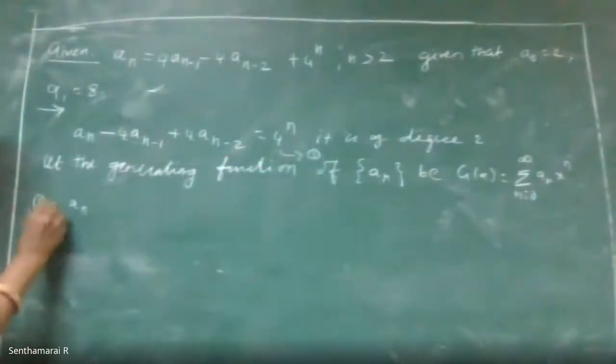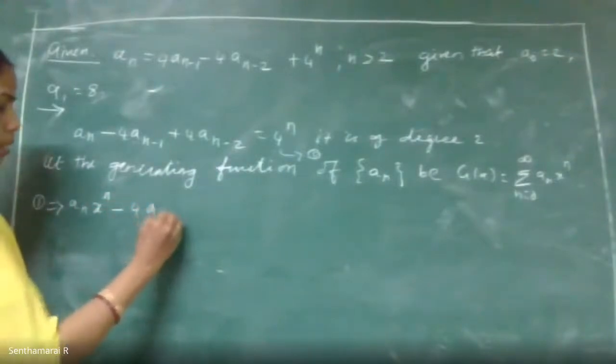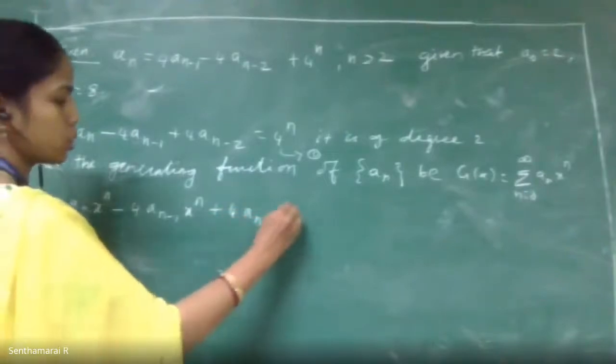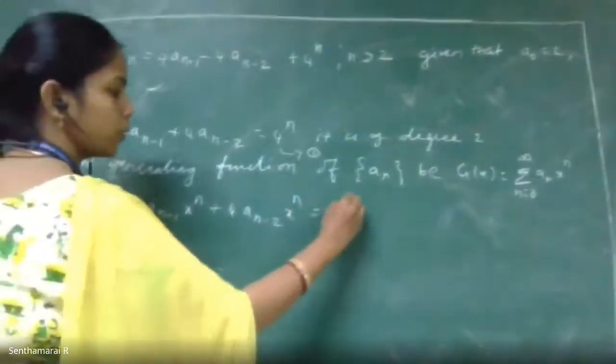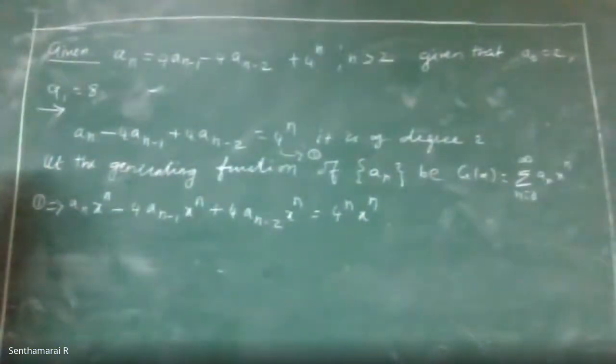Now 1 implies a_n x^n minus 4 a_(n-1) x^n plus 4 a_(n-2) x^n equal to 4^n x^n. Is this clear?